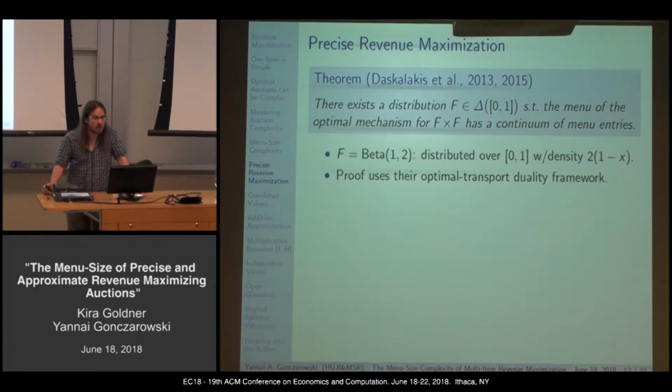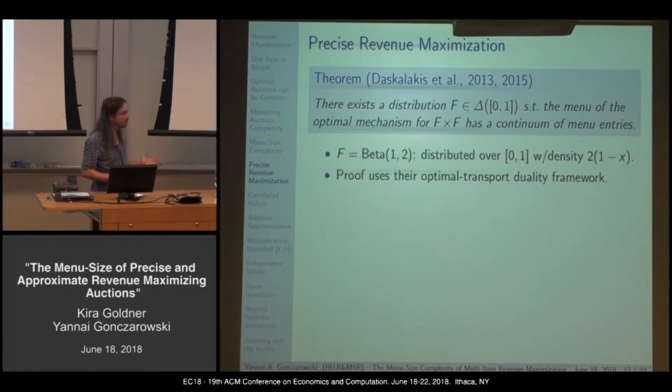Okay, time for results. We've seen some motivating results, time for some main results. Say that we want to do precise revenue maximization. I've glanced over this earlier in the motivation section. Daskalakis, Deckelbaum and Tzamos, 2013, then 2015. There exists a distribution F supported on [0,1], such that the menu of the optimal mechanism for F times F, for two items sampled IID from F, has a continuum of menu entries. Not only an infinite, but a comparatively large infinite of menu entries. This is for the beta distribution (1,2).